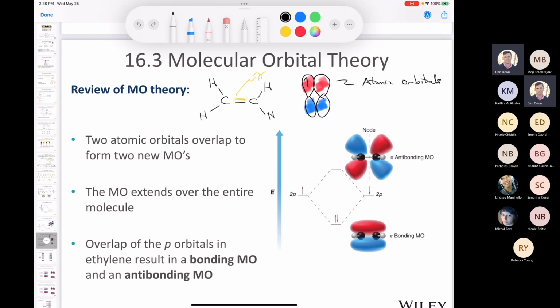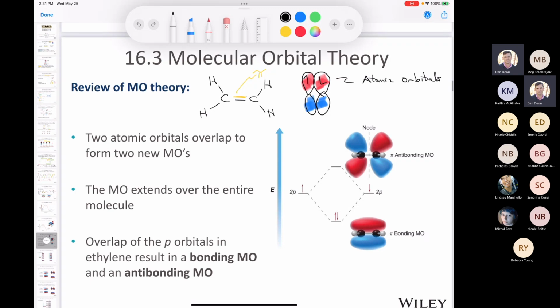We know that there's an electron in here and an electron in here. We would take both of those and we use the Aufbau principle, and we say, well, they're going to end up in the lowest energy bonding molecular orbital. So all of the electrons are in the bonding molecular orbital, and none of them in ethylene are in the anti-bonding molecular orbital.